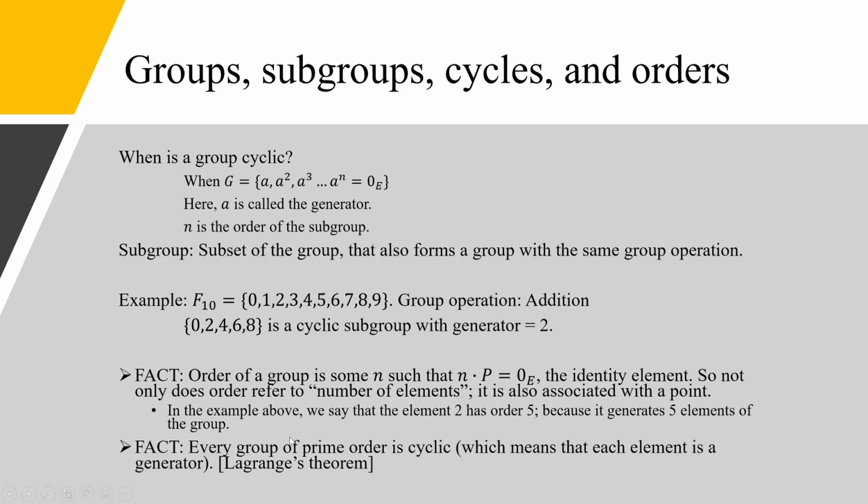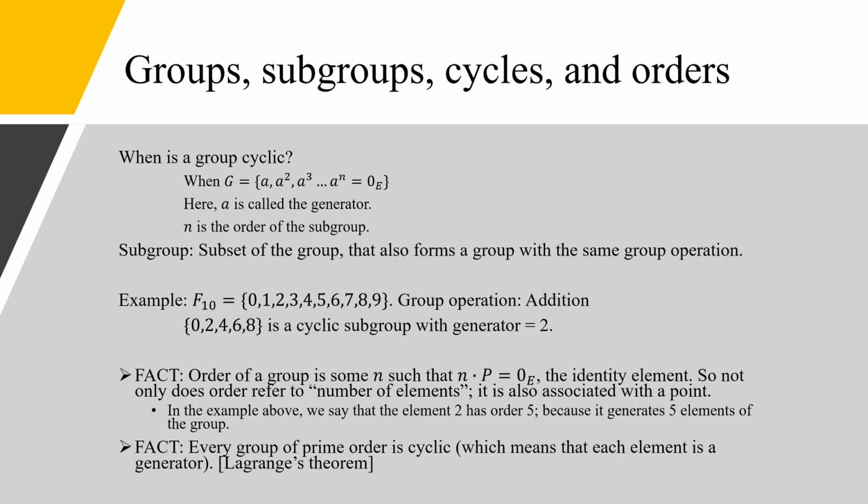This is a very important point. Every group of prime order is cyclic, which means that each element is a generator, and this comes from Lagrange's theorem. Lagrange's theorem for subgroups is a very simple theorem. It just says that the order of a subgroup of any group divides the order of the group. So if I have some group, it has a cyclic subgroup. The order of the cyclic subgroup is a factor of the order of its superset.